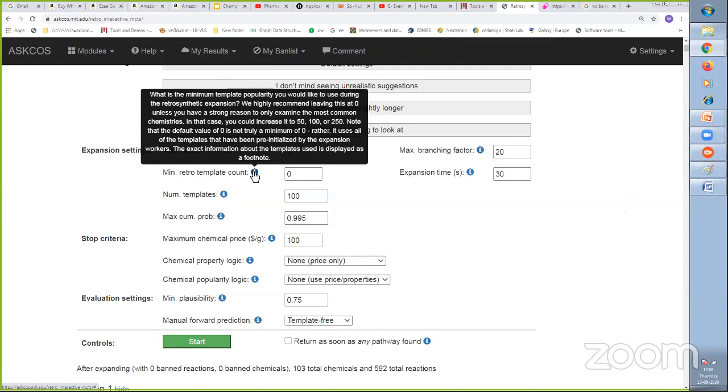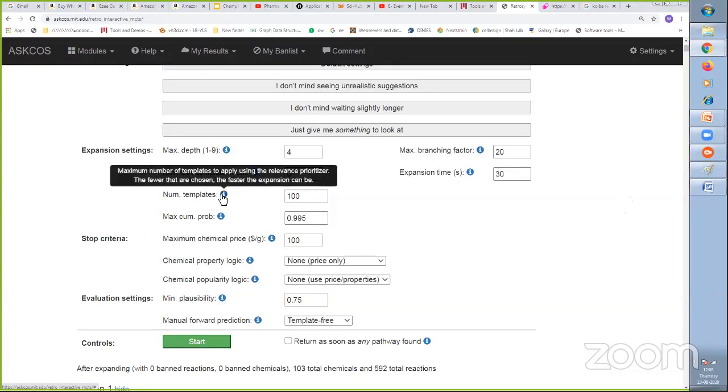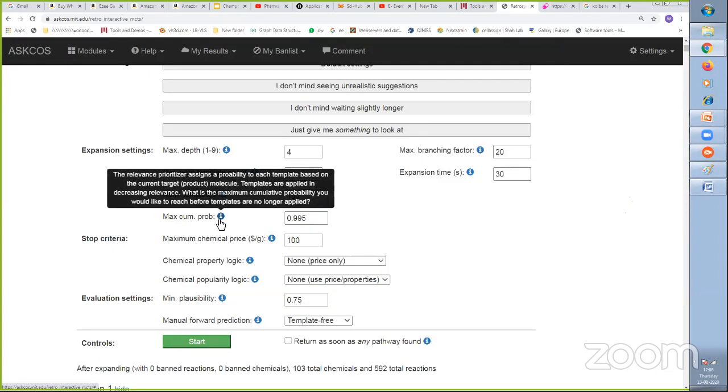I highly recommend leaving this at 0 unless you have strong reason to only examine the most common chemistries. For example, certain things are well-known and well-characterized ones. But if you want to explore all possibilities, leave it at 0. For the number of templates, you can put a large number, so that it will try to take several precursors and try. Maximum cumulative probability.